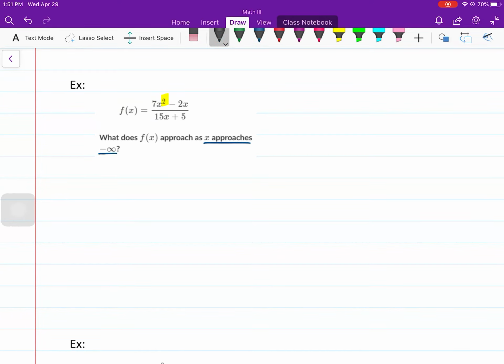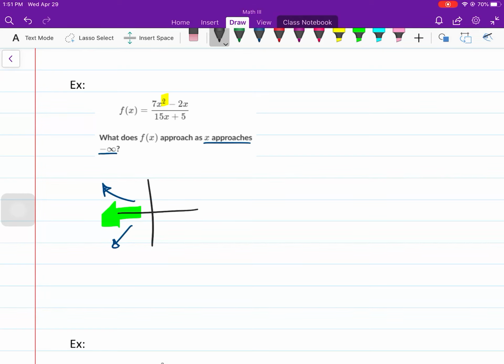Now notice x is approaching negative infinity. So if you picture our graph, we're curious about this left side. Is our function going up or is it going down? That's what we have to figure out because we're going to the left, because it's approaching negative infinity.